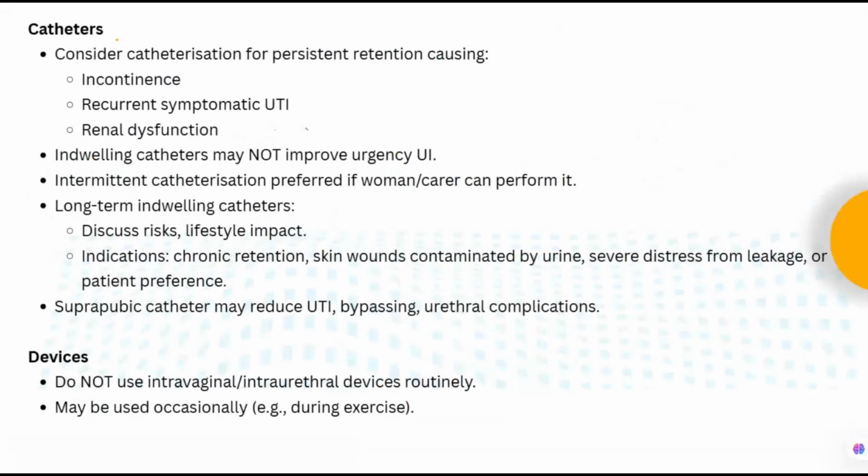Okay. Now, what is the role of catheterization? Consider catheterization for persistent retention causing incontinence, recurrent symptomatic urinary tract infection, then renal dysfunction. In that particular case, we might consider catheterization. Indwelling catheters may not improve urgency or urge urinary incontinence. Intermittent catheterization is preferred if the woman or carer can perform it.